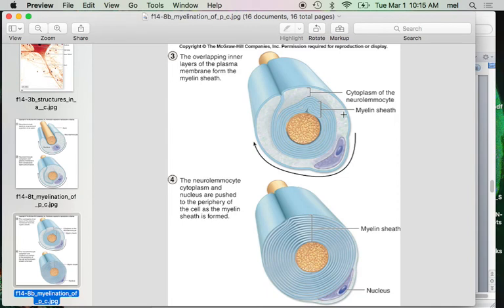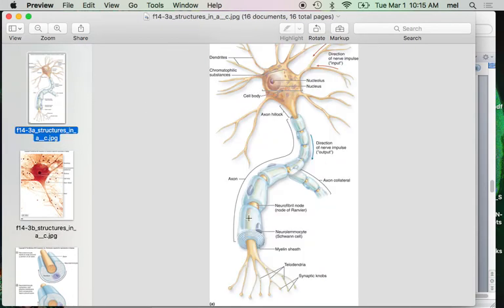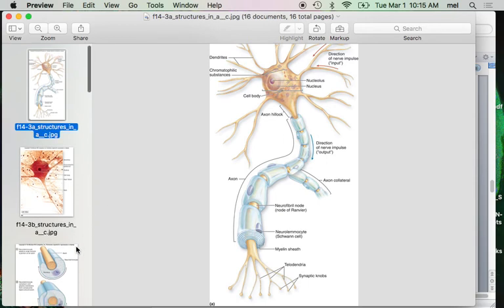It's going to continue to wrap and wrap and wrap, so that mostly what you have is layer after layer after layer of phospholipids, right? On top, on top, on top. And almost all of the cytoplasm and the nucleus gets pushed off to the side. So it's really like devoting its entire self and its entire cell to the myelination process.